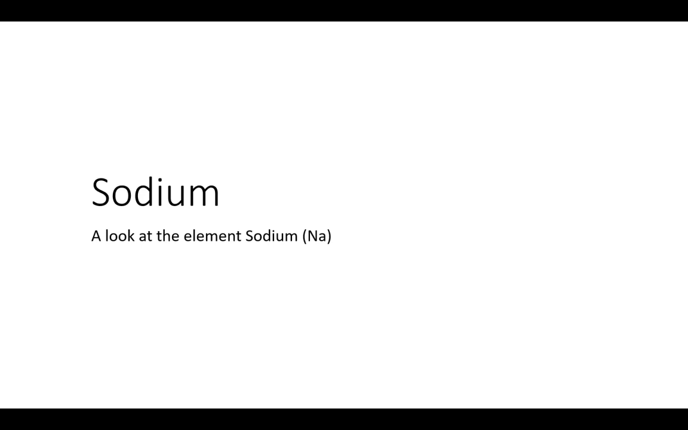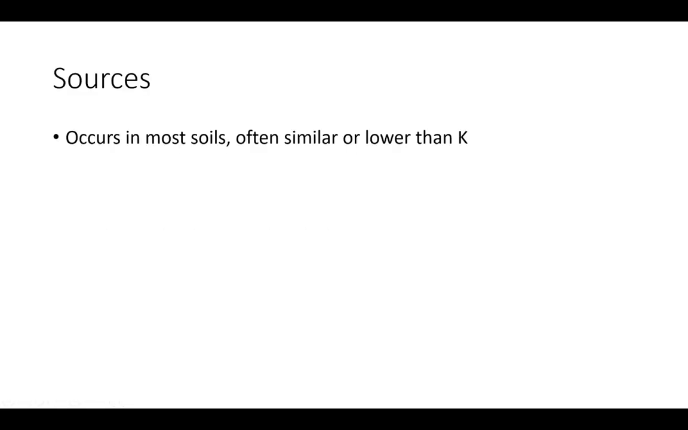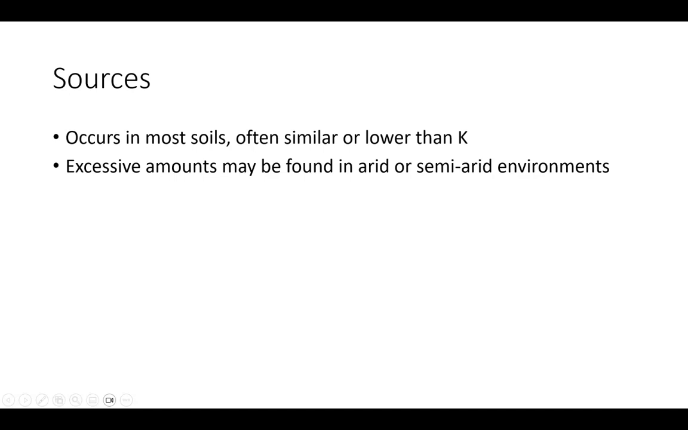Sodium. Let's look at the element sodium. Sources. Sodium occurs in most soils, often in similar or lower levels than potassium. Excessive amounts may be found in arid or semi-arid environments. We have what we call saline or sodic soils. There is a difference between these two that we're going to get into.